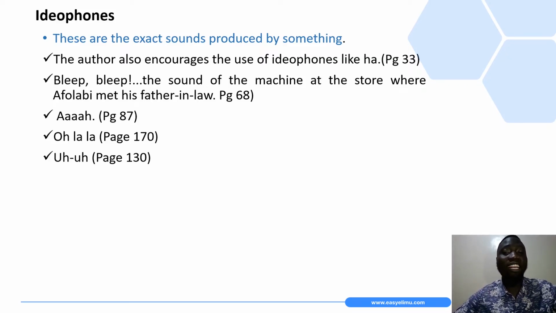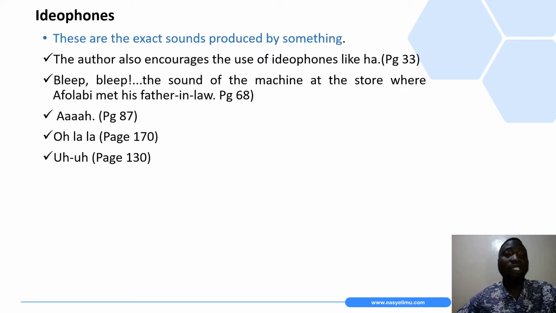But on the other hand, onomatopoeia is the use of words to describe a sound. It does not bring out the exact sound, but it uses words that describe the sound that is produced. Like when we talk about the hissing of a snake, hissing there is not a sound, but hissing is used to describe the sound.